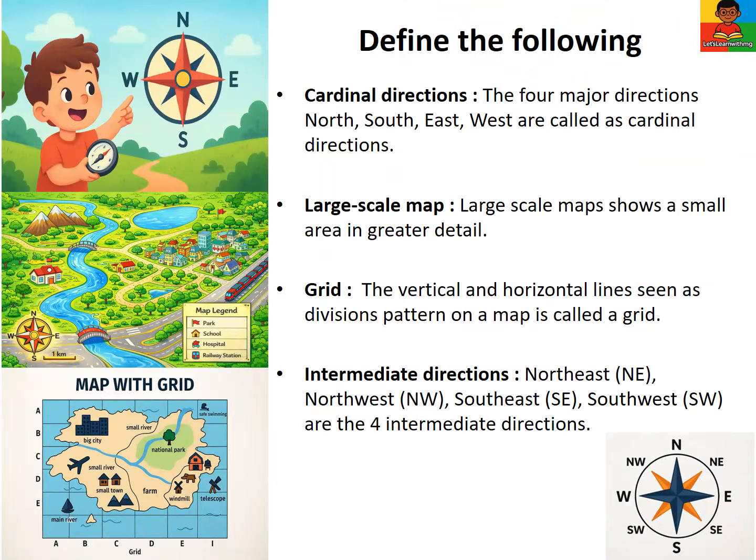Let's define the following terms. Cardinal directions. The 4 major directions, north, south, east, and west, are called cardinal directions. Large-scale map. Large-scale maps show a small area in greater detail. Grid. The vertical and horizontal lines seen as divisions on a map are called a grid. Intermediate directions. Northeast, northwest, southeast, and southwest are the 4 intermediate directions.